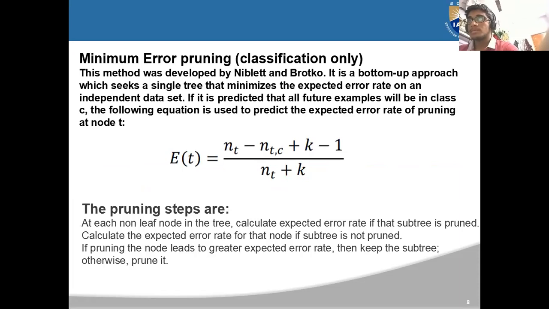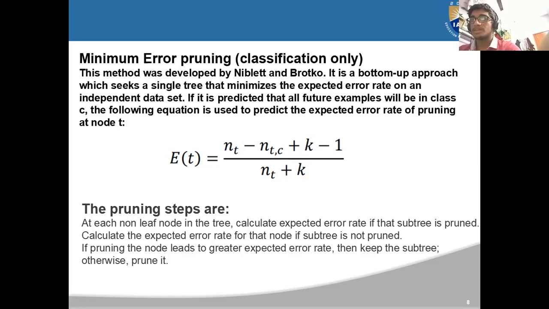Now, minimum error pruning. This method was developed by Niblett and Bratko. This is a bottom-up approach which seeks a single tree that minimizes the expected error rate on an independent data set. If it is predicted that all the future examples will be in class C, the following equation is used to predict the expected error of pruning at node T. So we discuss E of T, which equals N of T minus N of T comma C plus K minus 1, divided by N of T plus K.